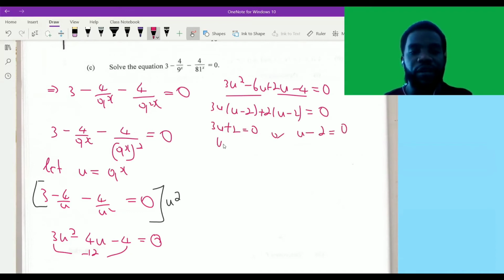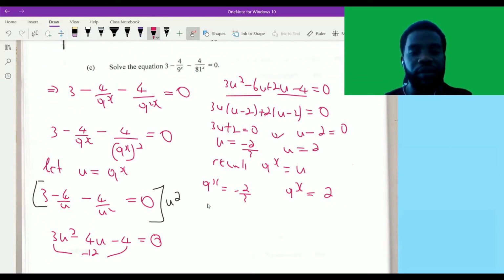Some persons would feel like they're finished when they say u equal to negative 2/3 or u equal to 2. No, can't be. You're never supposed to find u. You were supposed to find x. So recall the substitution, 9 to the x equal to u. 9 to the x equal negative 2/3. 9 to the x equal positive 2.